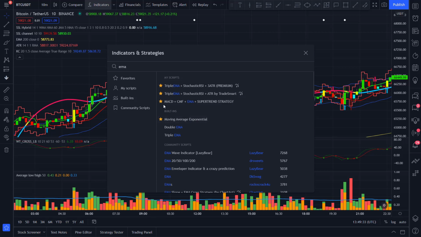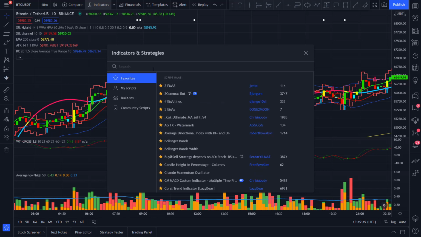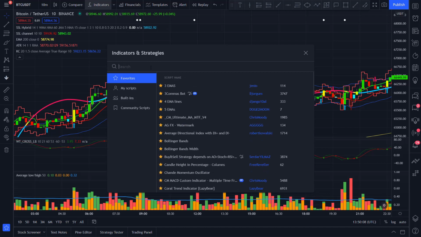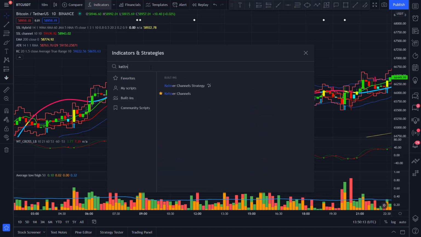So click on this one. The fourth one is going to be my favorite take profit and stop loss indicator. It's called the NNFX ATR. Click on this one. The fifth one is going to be the Keltner channel. Click on this one.